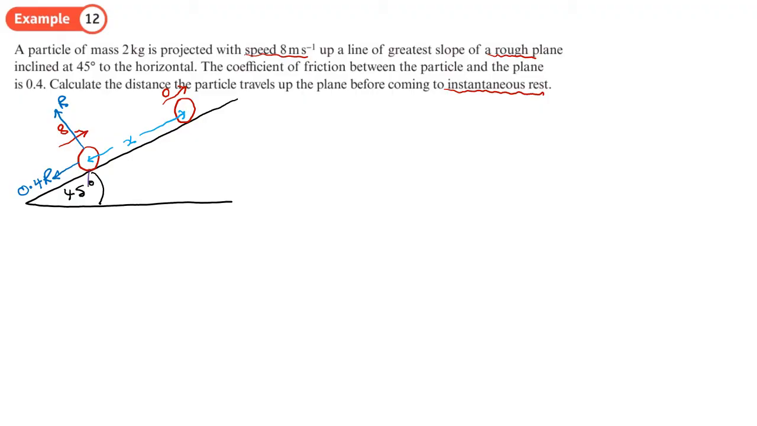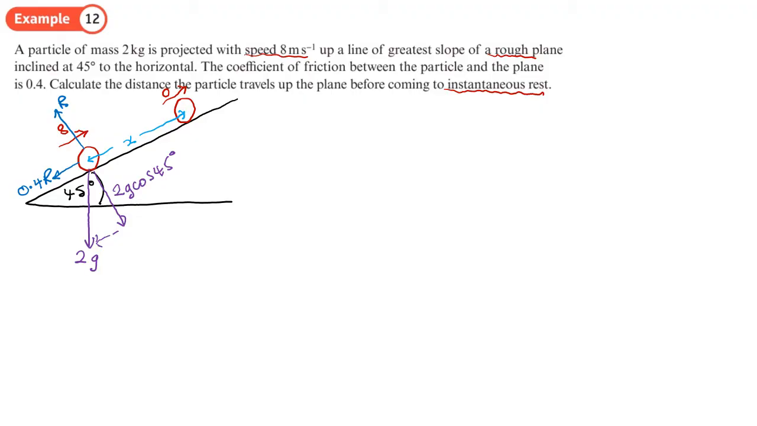So to do that, let me put here the mass or the weight of the object, and it's going to be this force here, which is equal to R. That's going to be 2g cos 45. So I'll just put that on, 2g cos 45.